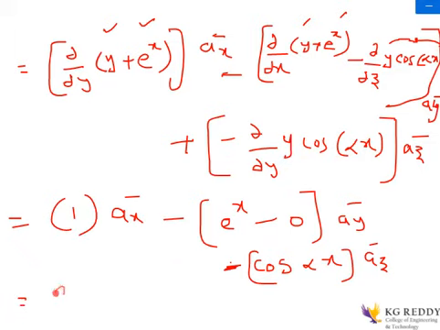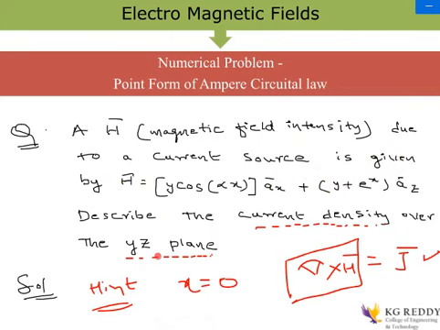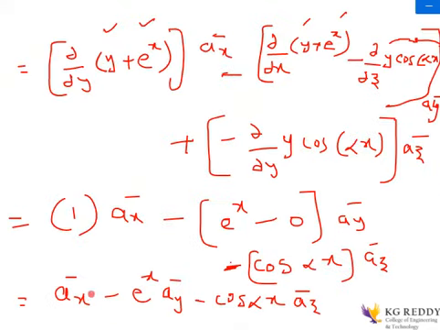Now in simple steps, we can write it as ax bar minus e^x ay bar, okay, minus cos αx az bar. So this is the final equation which we got for the current density. But one thing we should not forget is that in the question a hint is given that it is kept on the yz plane. It means that x is equal to 0. So finally you need to substitute, wherever you find x, try to substitute with 0.